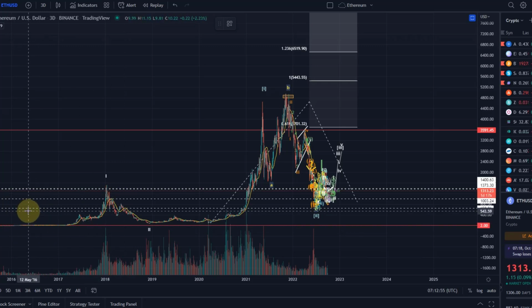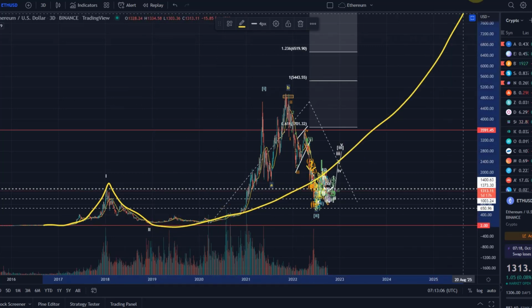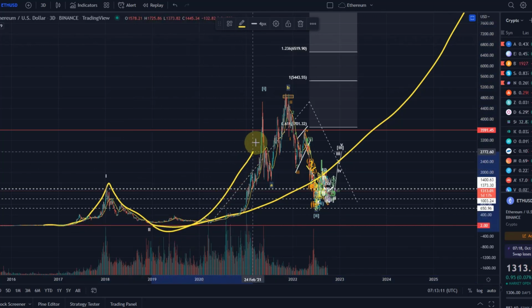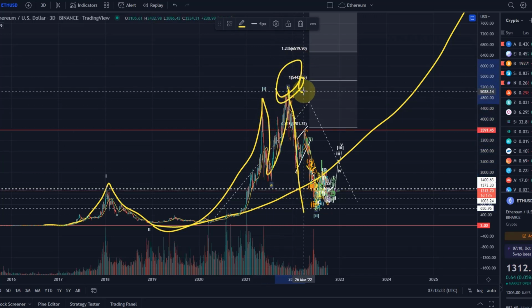So my view, zoomed out, is that Ethereum created its first 1-2 setup here in 2018 and that we're now in this wave 3. But in the wave 3 you've got your 5 waves, and this here was the first one, which peaked at around 4,600 roughly back in May 21. And we came down to $880 in June 22 in a wave 2, which formed as an A, B, C pattern. So we had an overshooting wave B here.